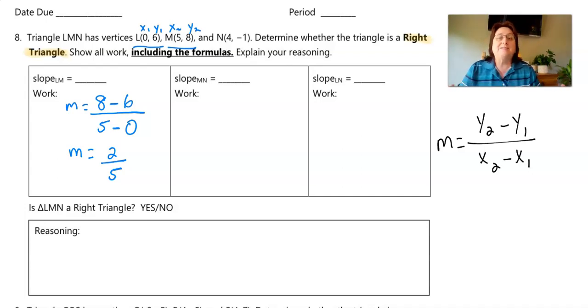No, I can't. That's it. Okay, so the slope of LM is 2/5. And notice that it is a positive 2/5. Okay? All right, now we're going to find MN.